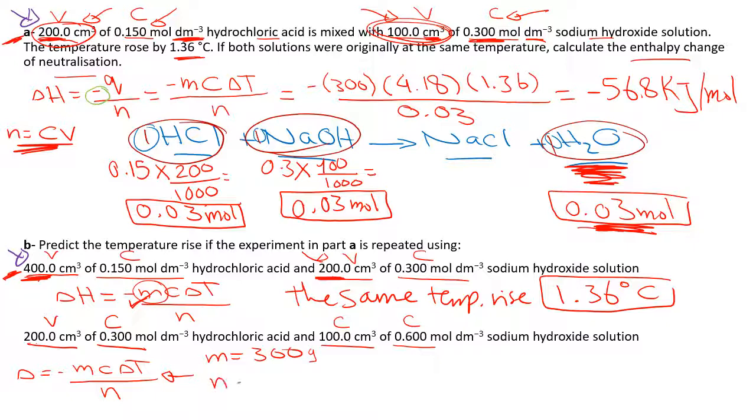Okay, what about N? N here is different because we have a different concentration. The concentration is doubled compared to A. It was 0.3, and here for the NaOH it is 0.6. So the mass is the same, while N is doubled here. Because we can calculate N for hydrochloric acid, which is 0.3 multiplied by 200 over 1,000, and with simple calculation we will find that the number of moles will equal 0.06 moles.